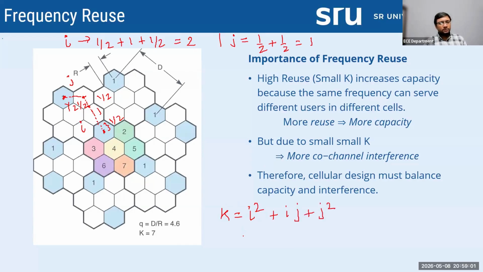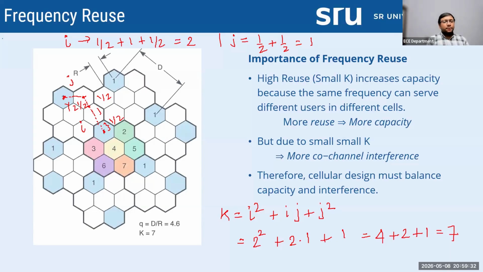That formula we know. So I square means 2 square. So 2 square plus Ij, it means 2 into 1, plus J square, it means 1. So 4 plus 2 plus 1 is equal to 7. So in this way, we can calculate the cluster size, the number of cells in a cluster.